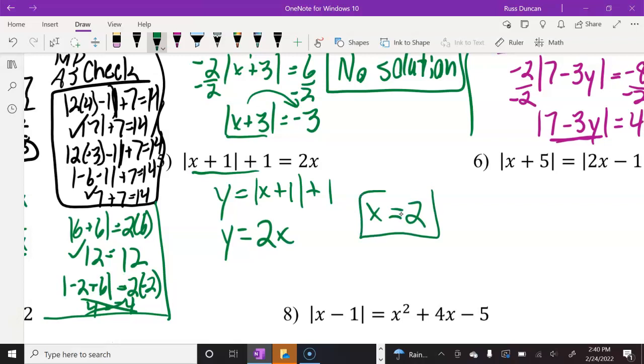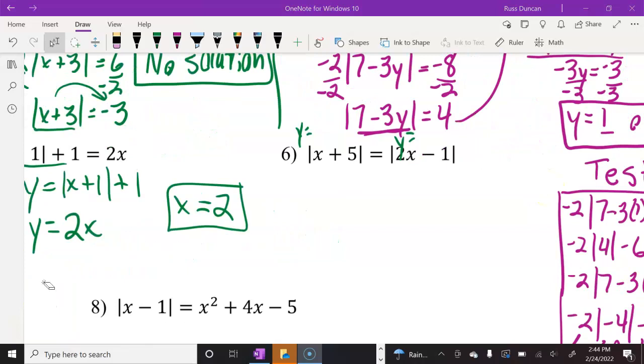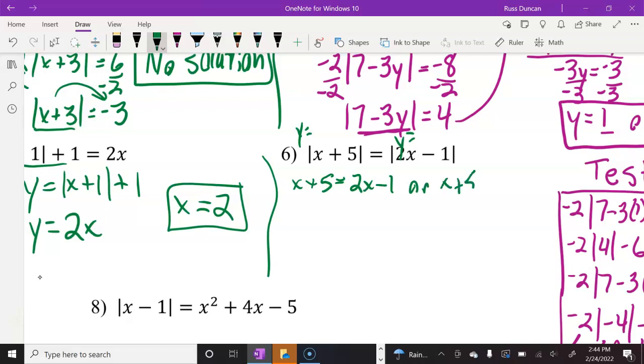Okay. Now I'm not going to do all these. I will tell you that one like this. Number 6. Sorry, I had to truncate there, had to cut it off. When you've got two absolute values, you can actually treat it just like this. X plus 5 equal to the positive of this, or x plus 5 equal to the negative of all of this.